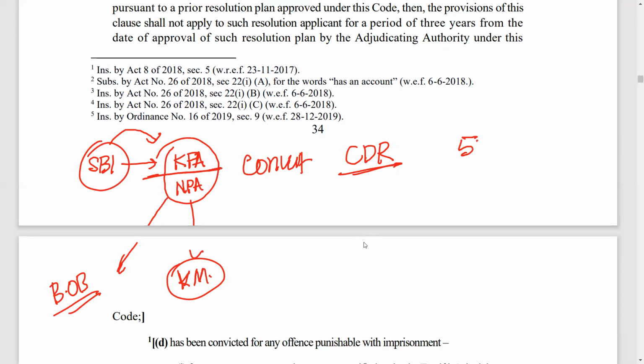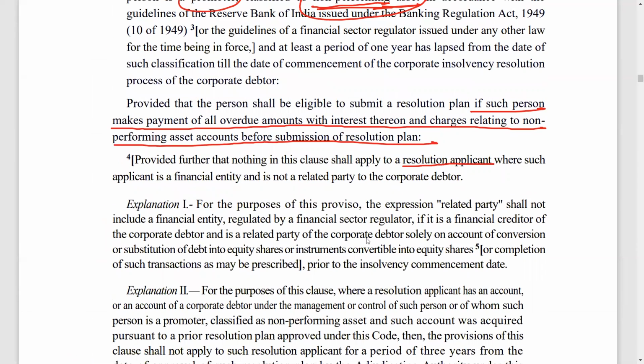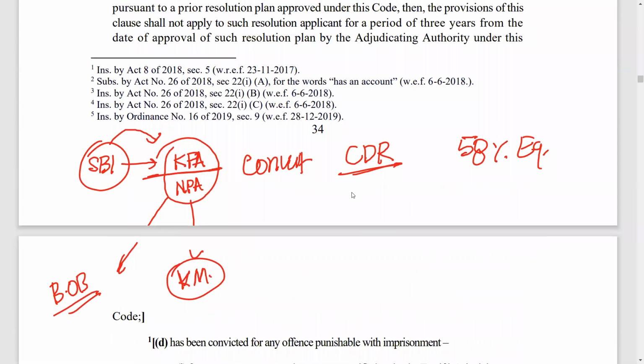Let's say State Bank of India now has 58% of the equity shares of Kingfisher Airlines. Why? Because the loan was converted into equity. Now, technically, State Bank of India is controlling and has become the promoter of Kingfisher Airlines. So, can State Bank of India be classified as an ineligible applicant? The answer is no, because State Bank of India is a resolution applicant which is a financial entity and is not related to the corporate debtor.